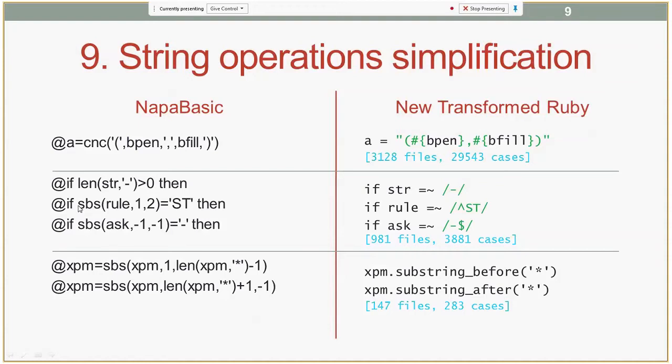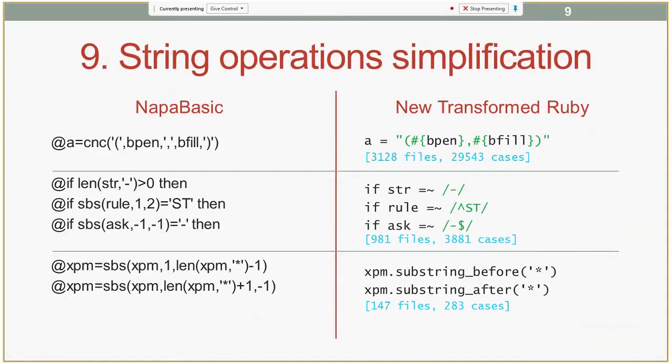Also, when we check in NapaBasic whether a string begins with another substring, we must take the substring of the string beginning from position 1 with length 2, and check whether that is st. Now, on a higher level, this expression means, does this string start with the string st? And this higher level rule we can express now very nicely with a regular expression. This means starts with st.